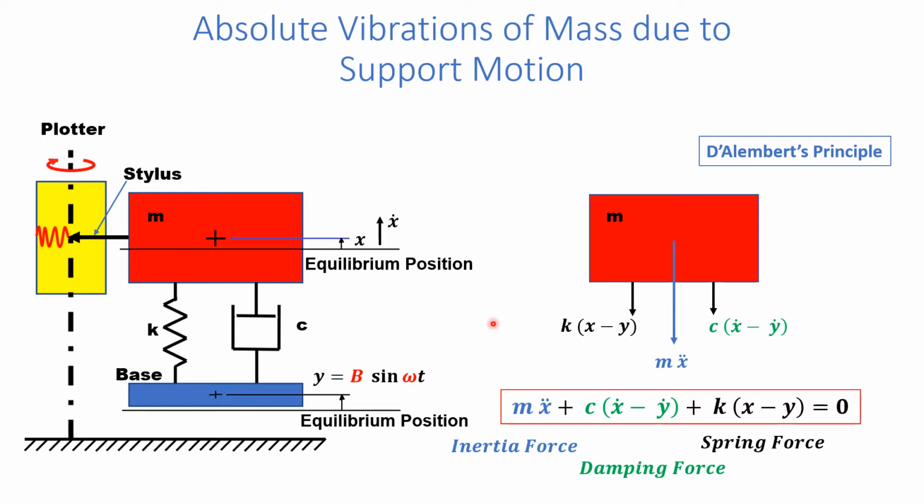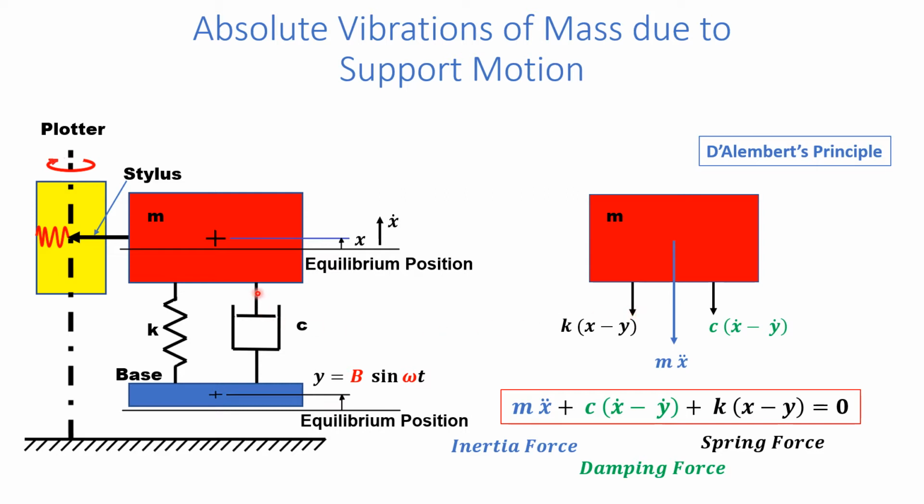Now let us draw the free body diagram of mass m. This is the mass m. It will be subjected to a spring force, which is the stiffness of the spring multiplied by the relative displacement of the point attached to the mass with respect to the point attached to the base. Say x is greater than y, then x minus y will be positive and this spring force will be acting downwards.